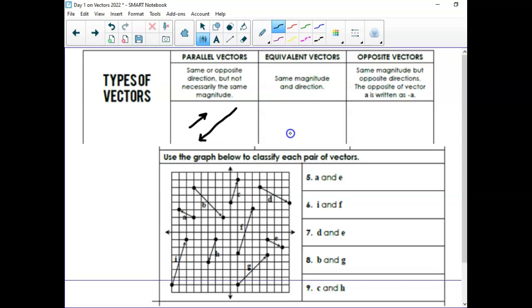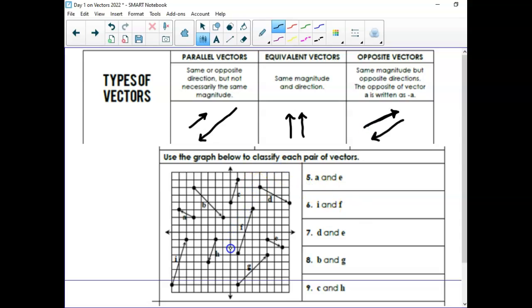Equivalent means same magnitude and direction. So let's just draw two that are exactly the same. They go in the same direction, they're the same length. They could just be in different places. Opposite forces mean they have the same length, but opposite directions. The opposite vector of A is written as negative A. So opposite forces would mean one is pulling this way and the other one is pulling this way. They're exactly the same length or amount of force, but they're going in opposite directions.